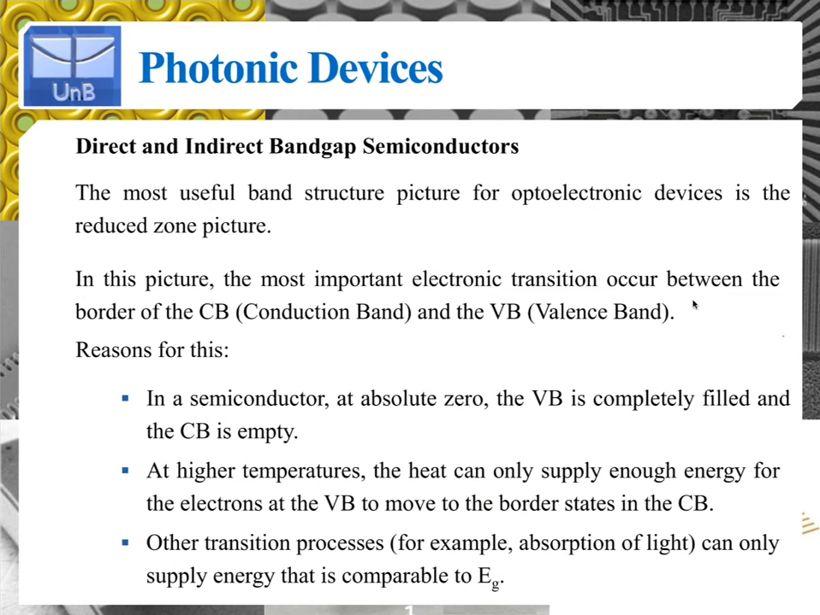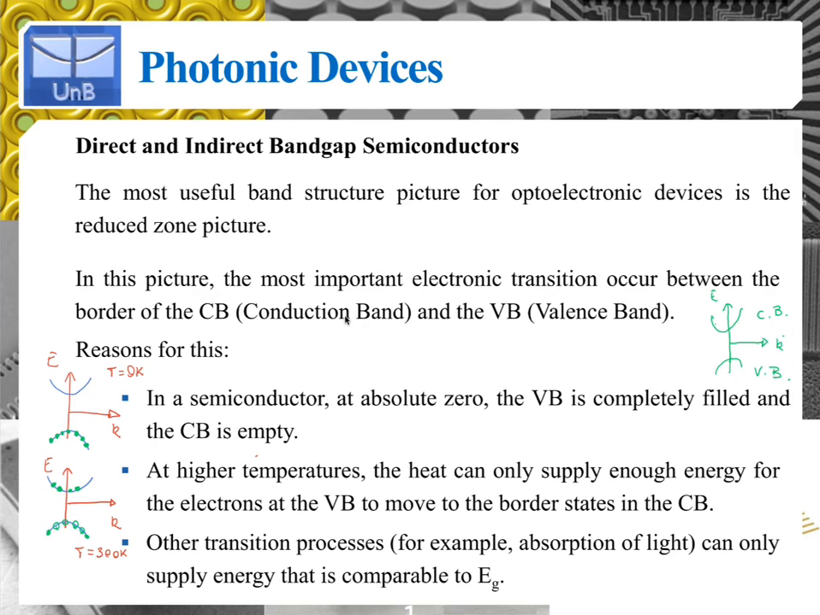So as we've just stated, the most important electronic transitions will occur between the border of the conduction band and the valence band. So we can draw only these borders like this. Usually this is what we do. So the conduction band right here and the valence band down here. So the reasons for this are the following.